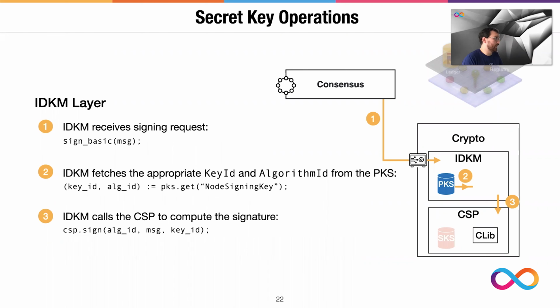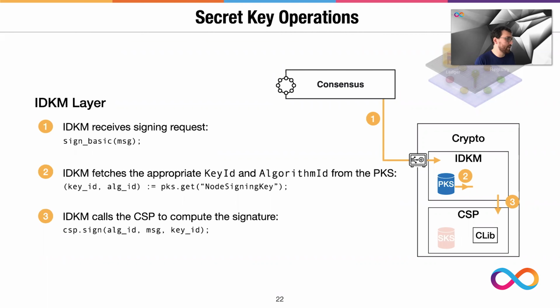So again, at the IDKM level, consensus can submit a call to the IDKM layer to say, for example, please perform a signature on this object for me. And the IDKM layer will take this message. Also available to the IDKM layer is the public key store that we mentioned before. The public key store was containing some identifier for the keys, together with the public key value and also the key IDs for the secret key store, which again are just the hash of the public key. And so at this point, what the IDKM can do is just look inside the public key store and get the keys that you're supposed to use to perform a basic signature.